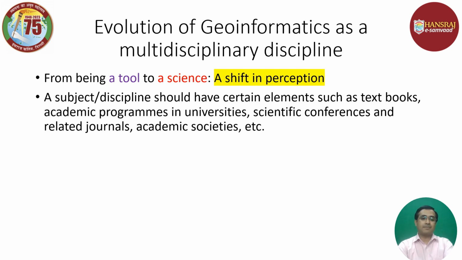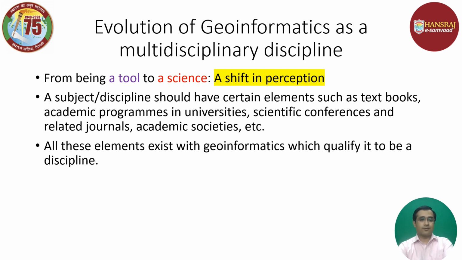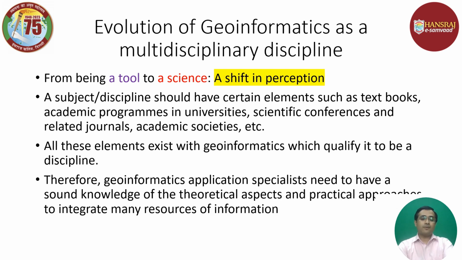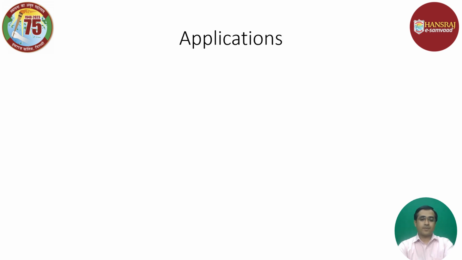The paradigm shift happened because a subject or a discipline should have certain elements such as textbooks, academic programs in universities, scientific conferences being organized, and related journals and academic societies. All these criteria are fulfilled by geoinformatics. All these elements exist with geoinformatics, which qualify it to be called a discipline. Therefore, geoinformatics application specialists need to have a sound knowledge of theoretical aspects and practical approaches to integrate many resources for information. What are the various applications of geoinformatics?